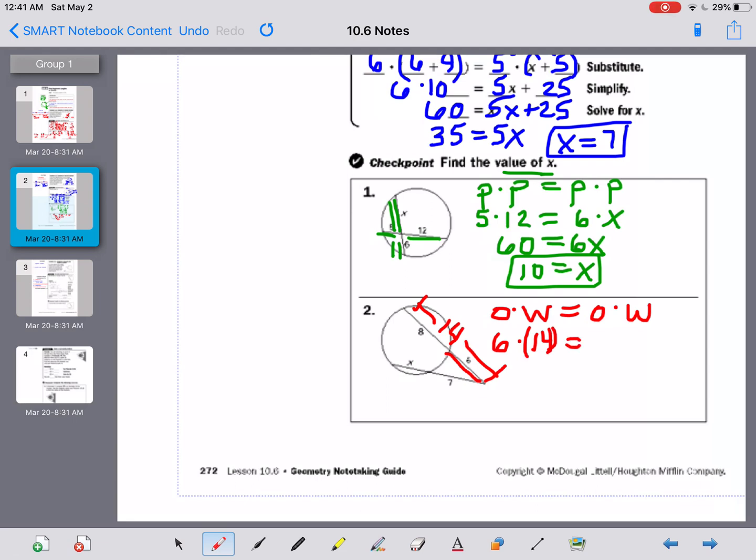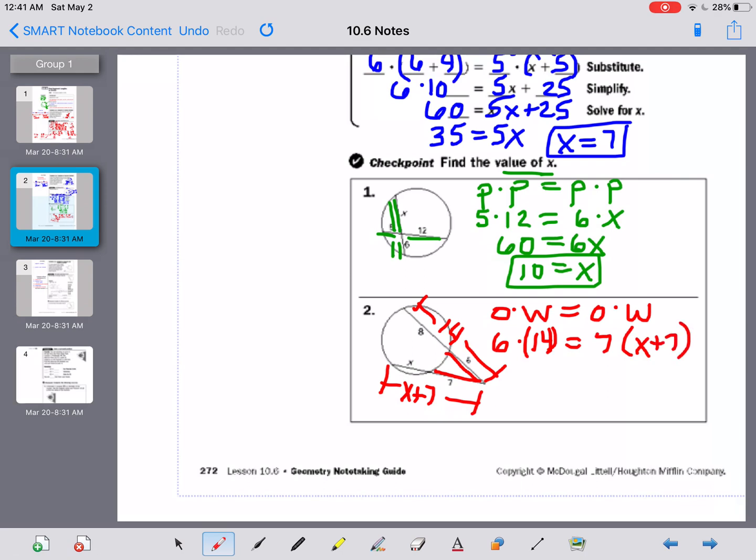I want the whole thing. It doesn't say oi, oi, oi. It says out times whole equals out times whole. No insides here. On my second secant on the bottom, the out is 7. Now be careful here. The whole has to be the two parts added together, and because they're not like terms, I just have to leave it x plus 7.